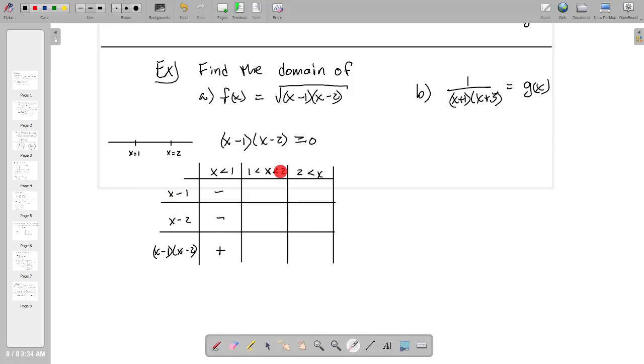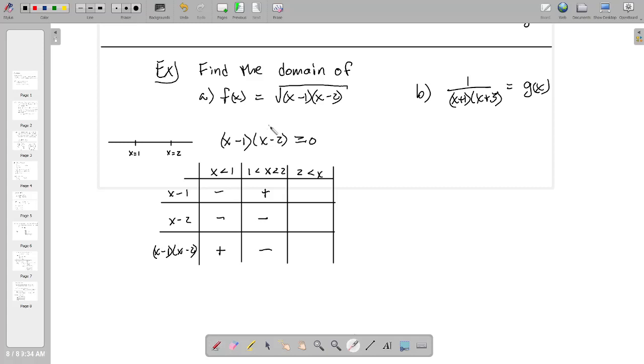Then between 1 and 2, we can use the test point 1.5. 1.5 minus 1 is positive. It's a positive 0.5. 1.5 minus 2 is negative 0.5. And then the product will be a positive times a negative, which is negative.